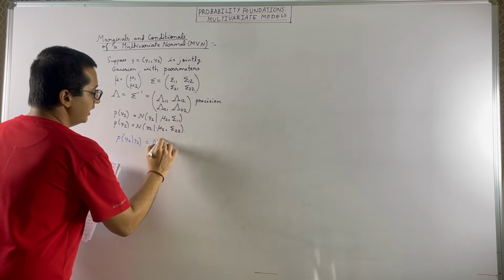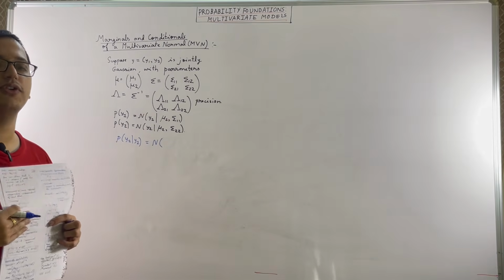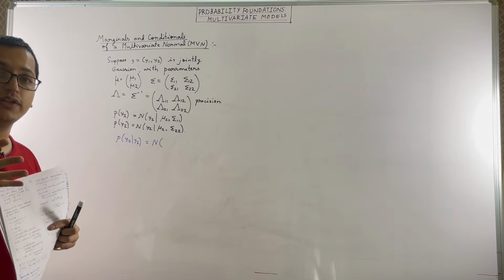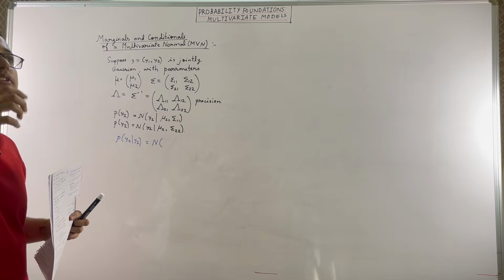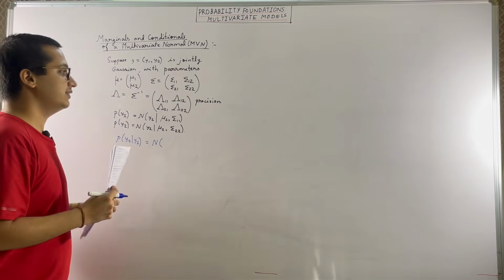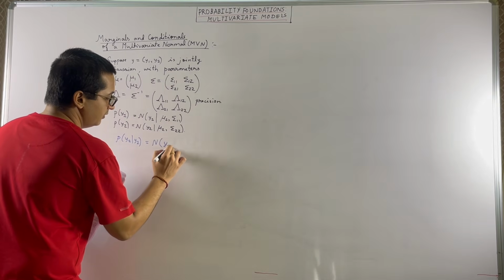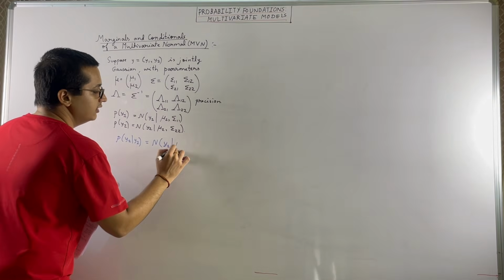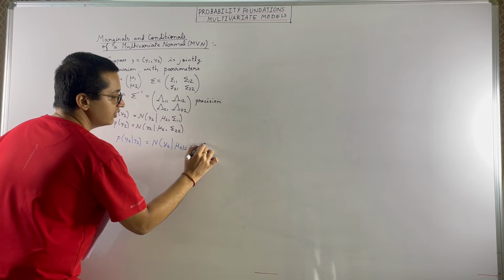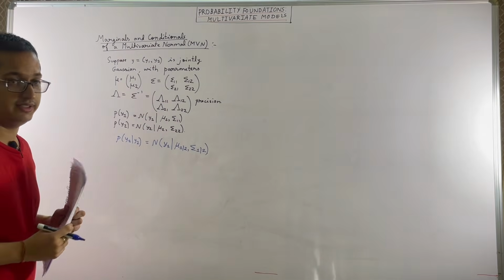Again, the conditional is also a Gaussian. This is the beauty of the Gaussian: if the joint density is Gaussian, the marginal is also Gaussian and the conditional is also Gaussian. So this is a very beautiful distribution. So y1, and the mean is conditional and the covariance is also conditional. Now I'm writing down the expressions which we will derive.